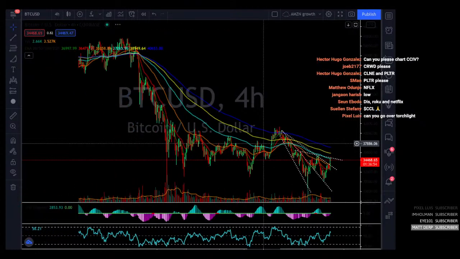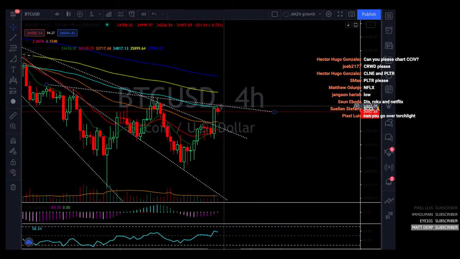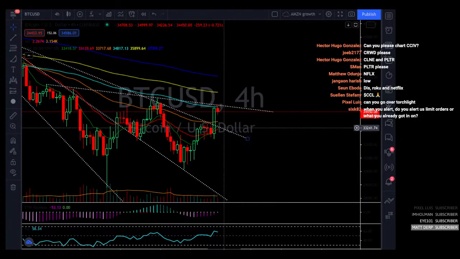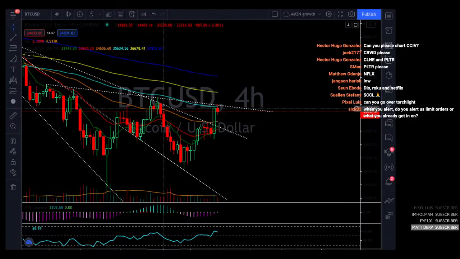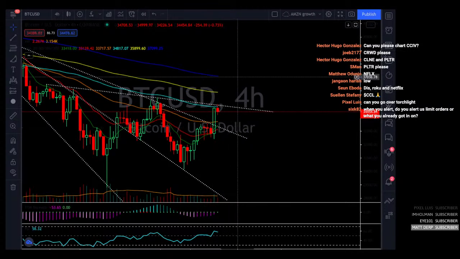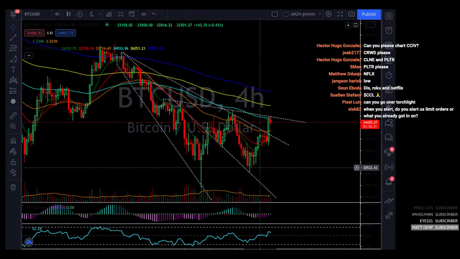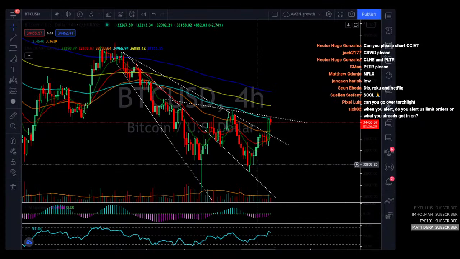But I do think Bitcoin is probably going to try to retest this resistance over here. If it does reject, I might see it retest the 33K mark, because that is prior resistance and now it's turned into support. So I'm going to see it test support, and if it does, then we can probably go up even higher. That's only if we hold. If we don't hold, then we might go right back down here and maybe try the double bottom.